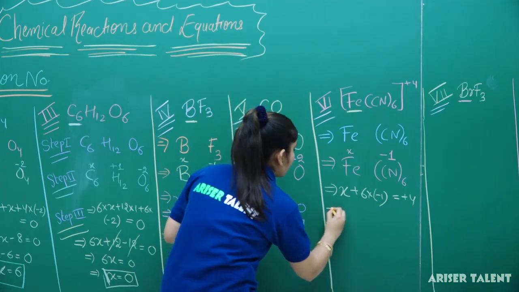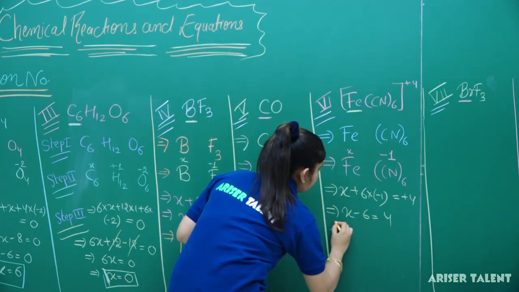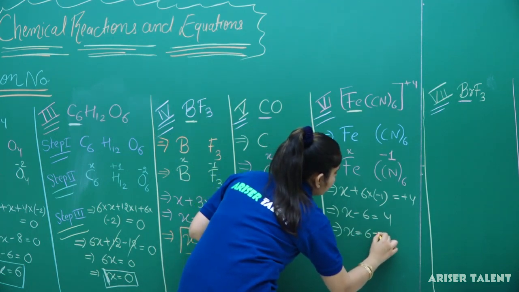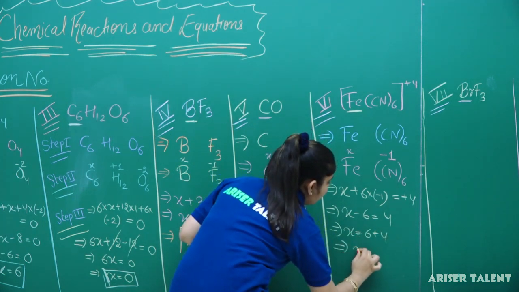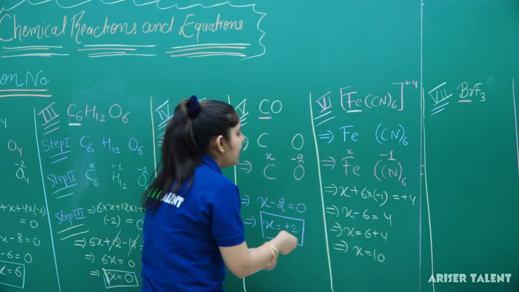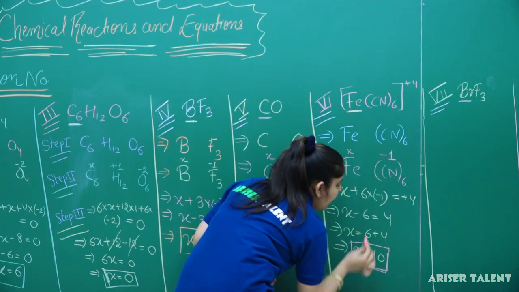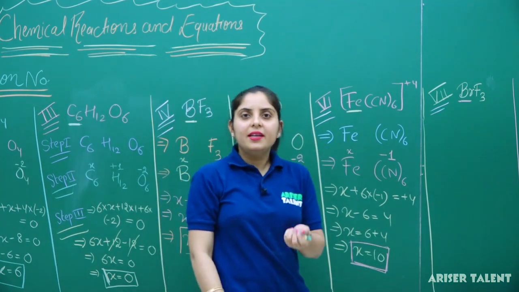So X minus 6 equal to 4. X is equal to 6 plus 4, and what we get here is X equal to 10. So X equal to 10 will be the oxidation state of iron in case of ferrous cyanide.